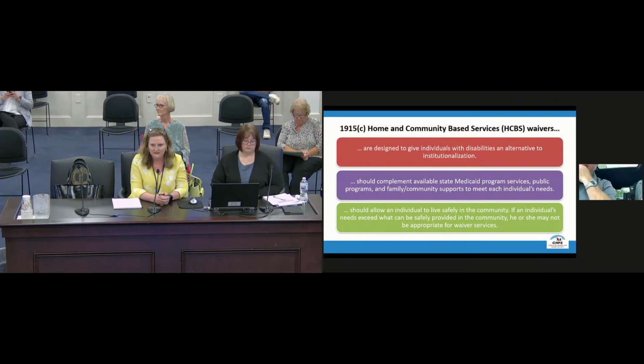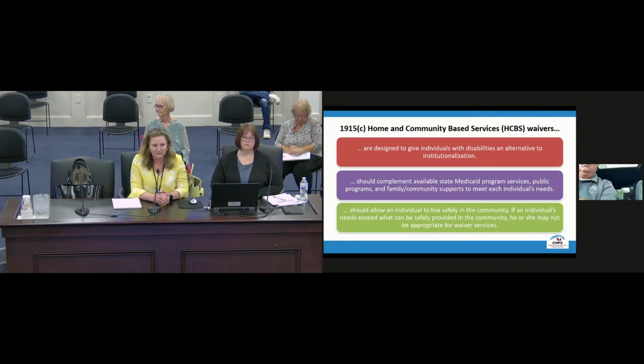Our home and community-based waivers in Medicaid serve a very vulnerable population. The home and community-based waivers are designed to give individuals who have disabilities an alternative to institutionalization. So therefore, many of the individuals that are in our waiver programs would otherwise be in long-term care facilities. They have to meet a level of care in order to be in our waivers. The services that we provide complement the Medicaid program services that are provided in our state plan.